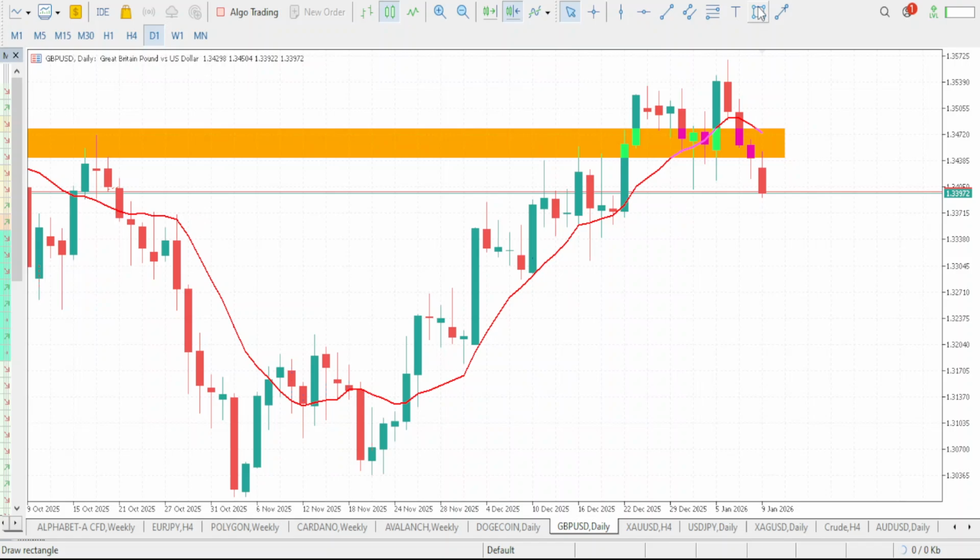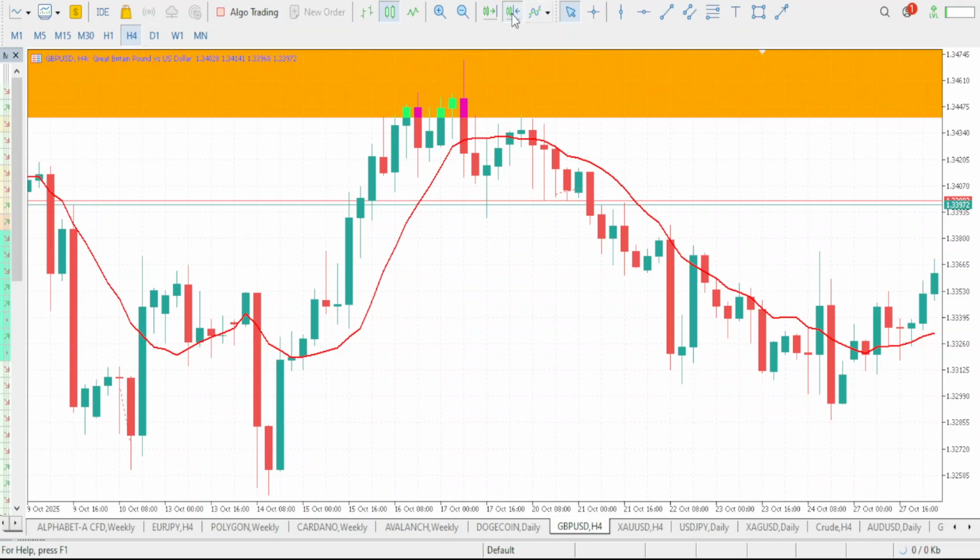This is a multiple rejection that GBP USD has done. So it is dropping, right? We should be expecting it to drop again. That means we need to go to our 4-hour time frame.